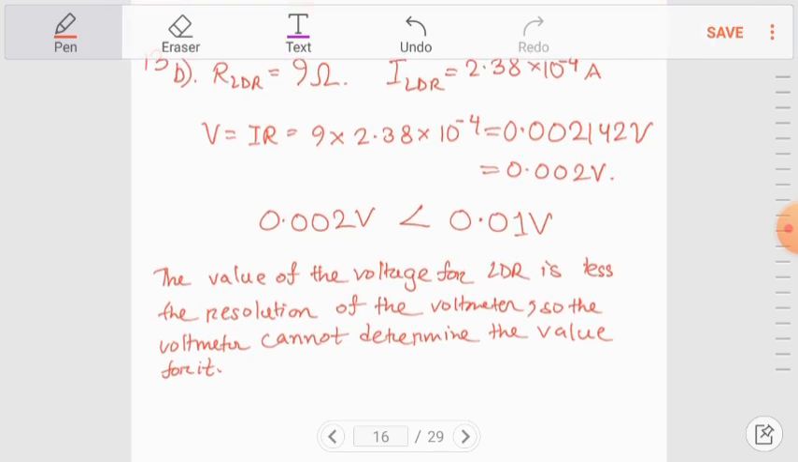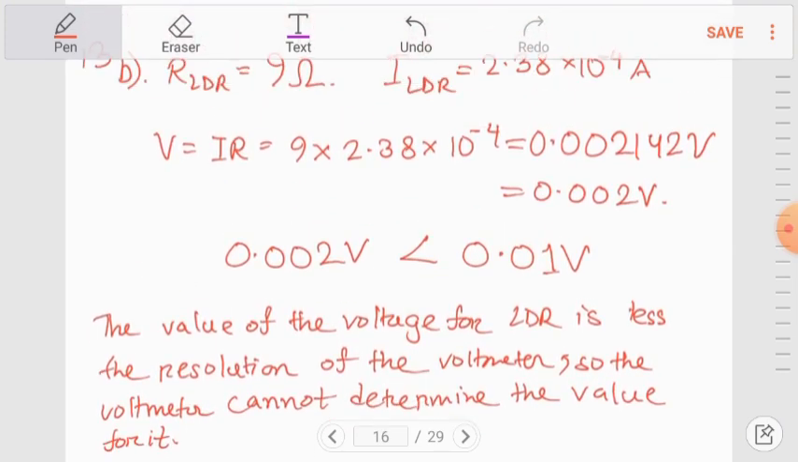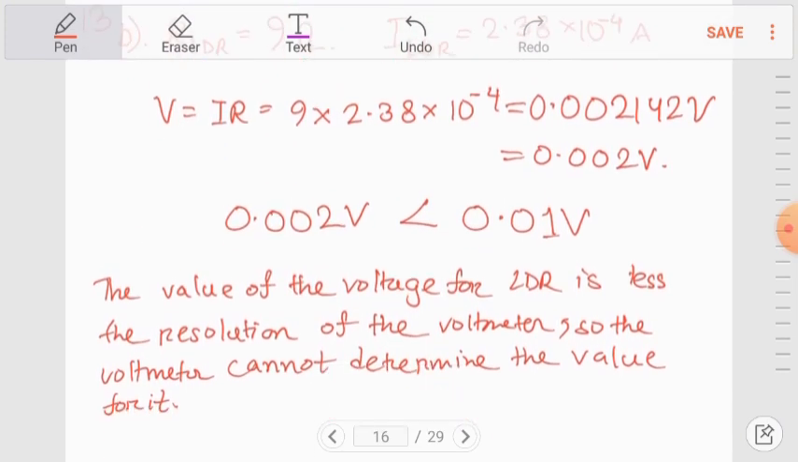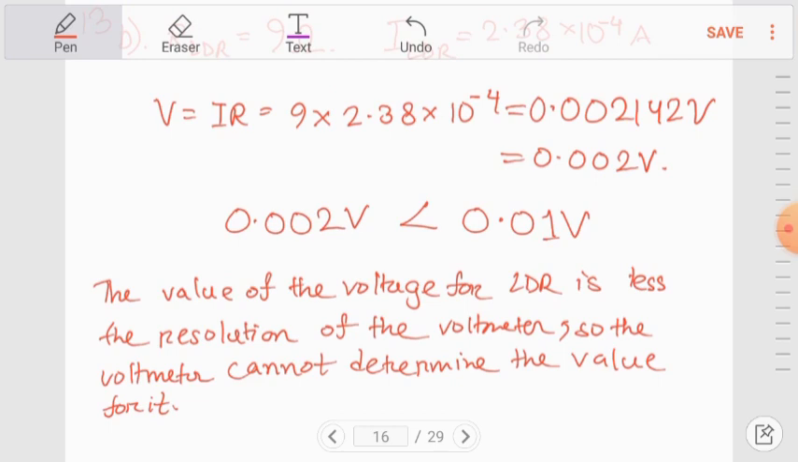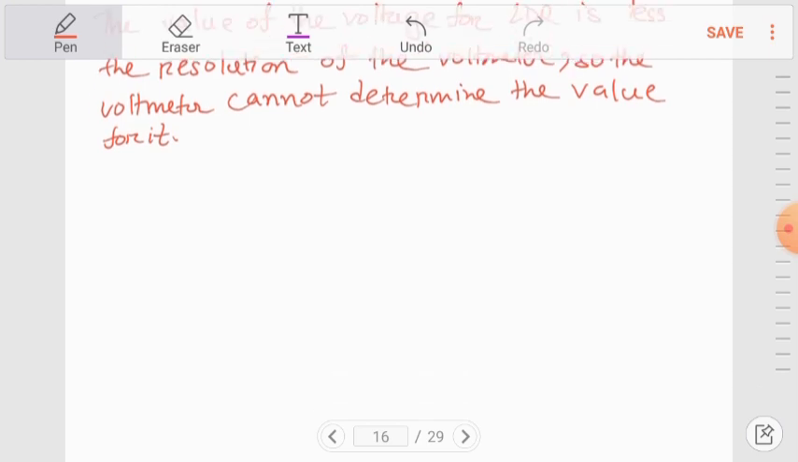I hope question number 13b was clear, and now I'm moving to question number 14. Question number 14 says the diagram shows some of the energy levels of an atom of hydrogen. So there are 5 energy levels drawn in the question paper. Let me draw it.